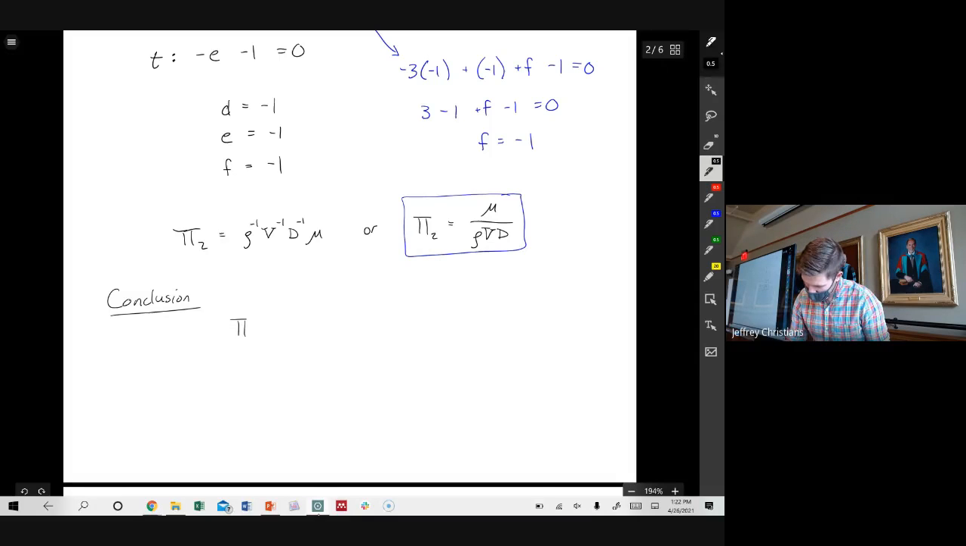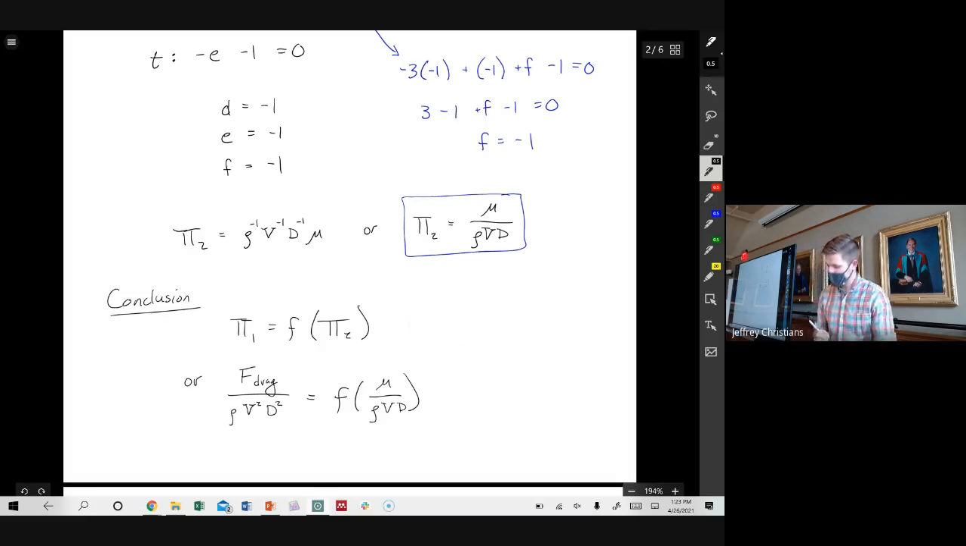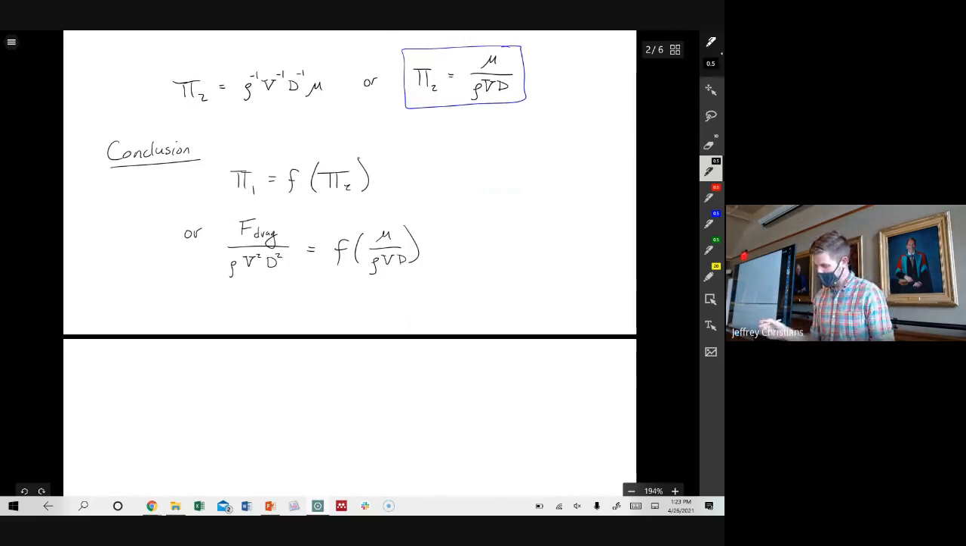So pi 1 is some function. We don't know what that is after this analysis, but we know that this is true, is some function of pi 2. Or we can say that F drag divided by rho v squared d squared is some unknown function of mu over rho v d. Okay, which is a fairly powerful statement to be able to make.